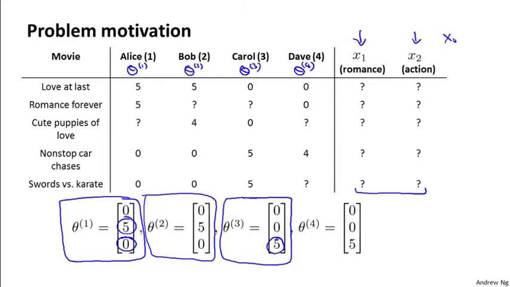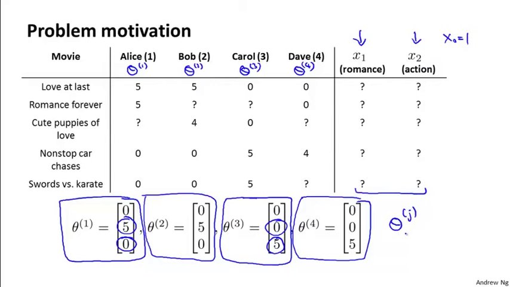Remember, there's also x0 equals 1. And let's say that Carol tells us she doesn't like romantic movies, and so on. Similarly for Dave. So let's assume that somehow we can go to our users, and each user j just tells us what is the value of theta j for them. And so it basically specifies to us how much they like different types of movies.